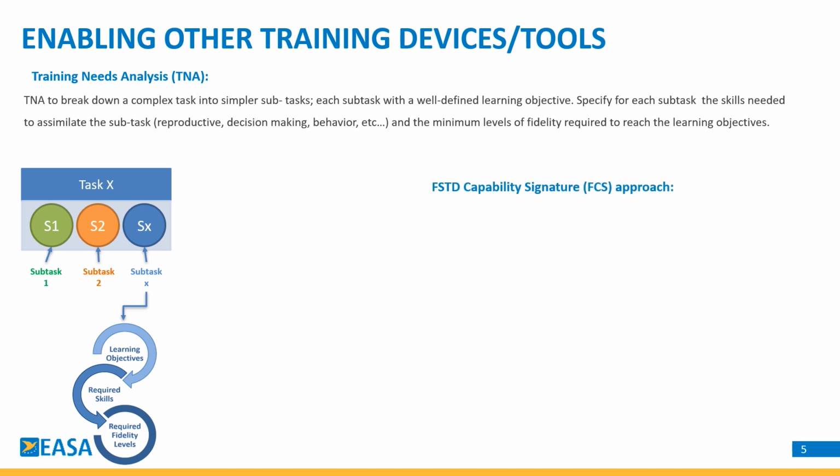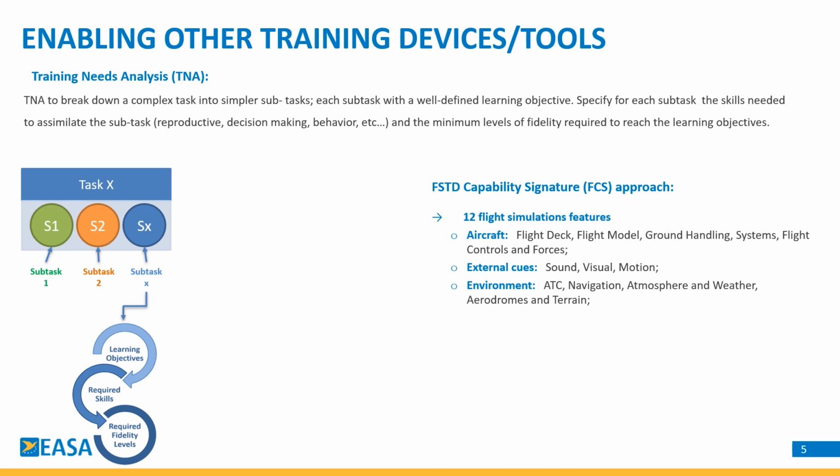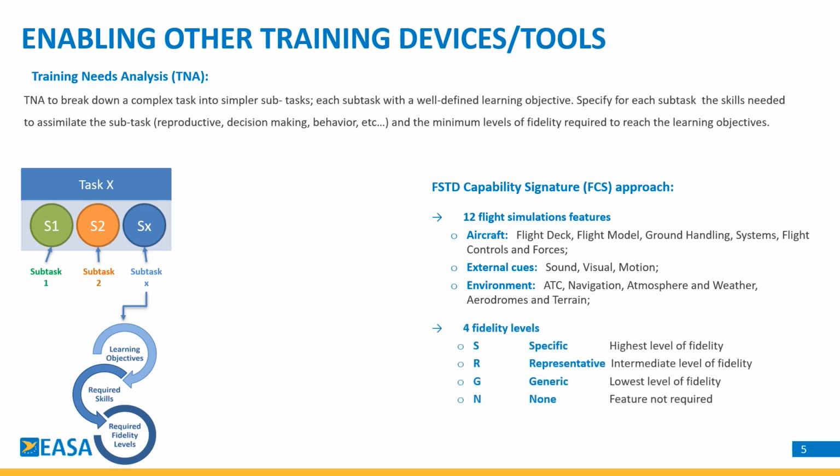On the other side, we have the FCS. The FCS defines 12 flight simulation features that concern the aircraft, the flight deck, the flight model, ground handling, the systems, flight controls and forces, the external cues, sound, visual, motion, the environment. And for each of these features, we have 4 fidelity levels. The lowest one is none. None is required. Generic is the lowest level of fidelity. Representative is the intermediate. Let's say representative will be a twin-engine cockpit, Airbus. And the specific, which is type-specific, Airbus 320 family. Then we associate the learning objectives defined for each task to the FCS, the simulation features, and the required fidelity levels.